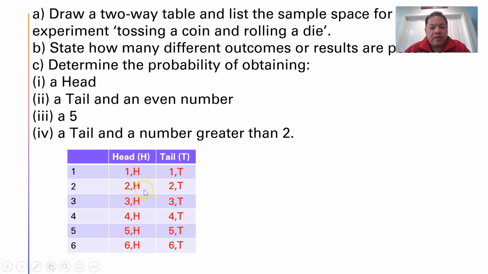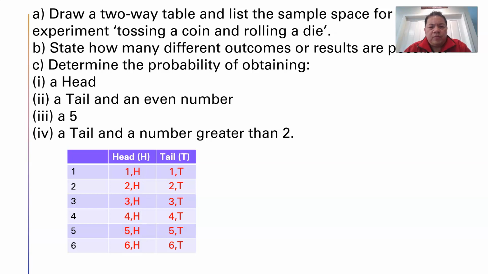Can you see? 6 ways. So therefore, the probability of getting a head will be 6 out of 12, which is half a chance. So a 50-50 chance of getting a head from this experiment. What about getting a tail and an even number? Now we're going to look at the tail side and the even numbers.